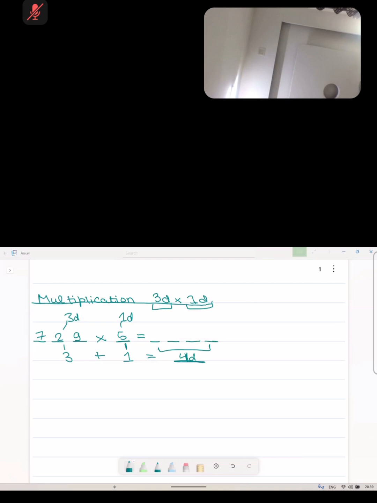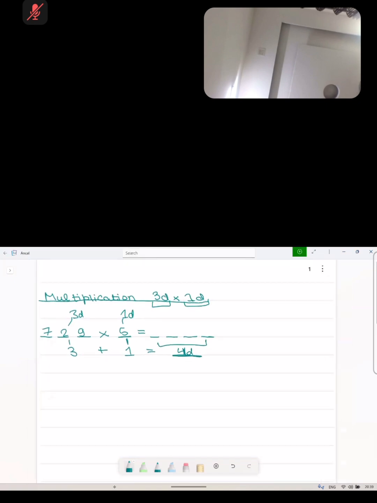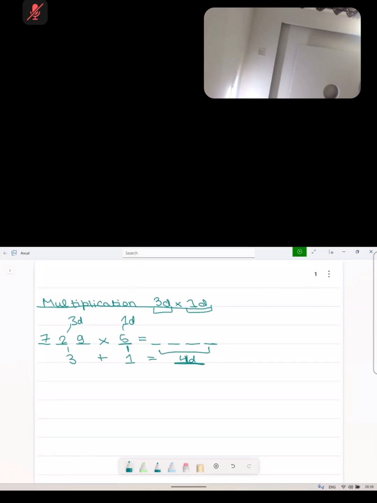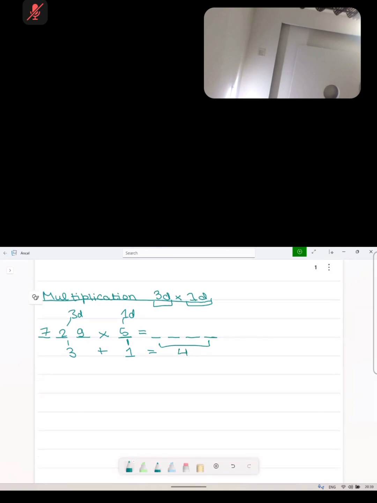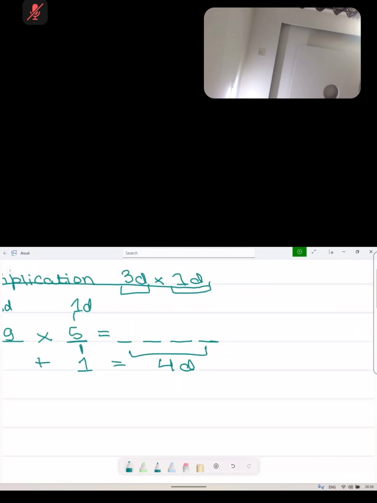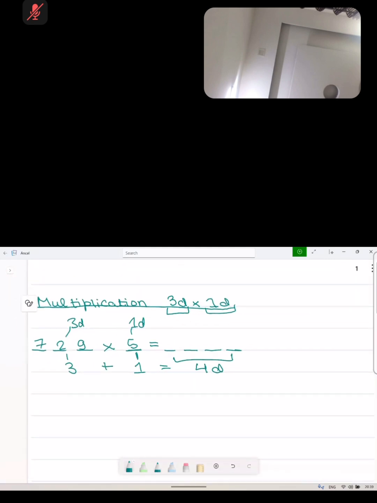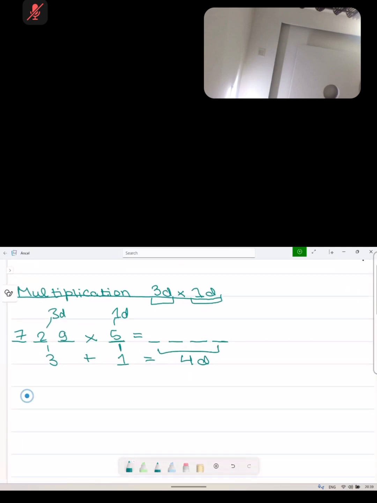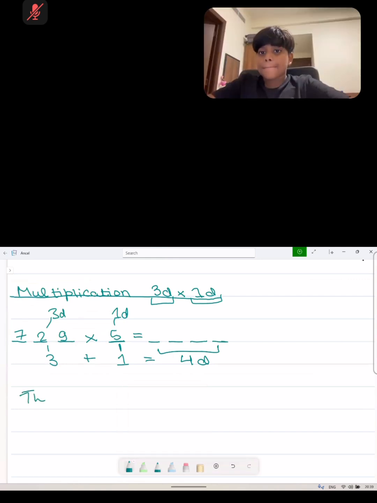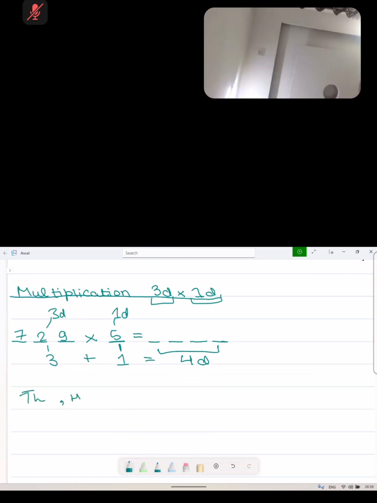Now, why is it so important for us to know in how many digits the answer will come? Because we have to do the placing accordingly. So if the answer will come in 4 digits, we will take 4 rods in our abacus. That will be the thousandth rod, the hundredth rod, the 10th rod, and the 1st rod. Okay.